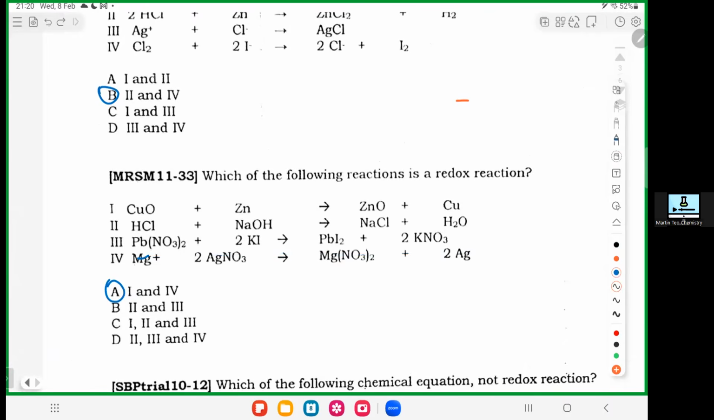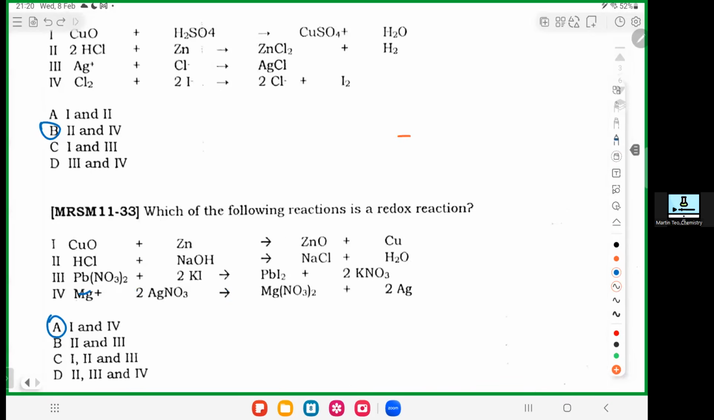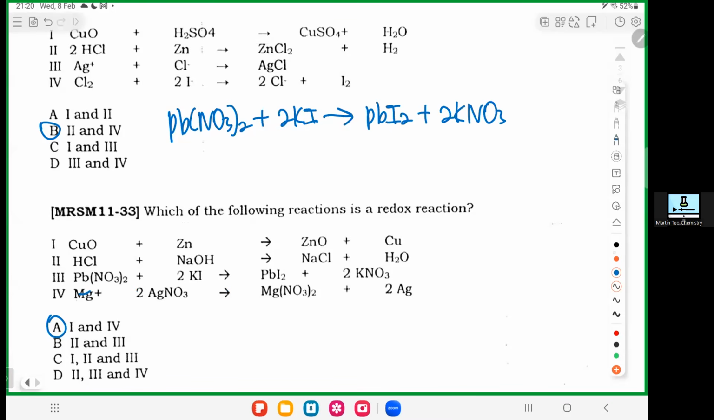So number 3, let's look at it. Pb(NO3)2 plus 2KI become PbI2 plus 2KNO3. Now let me teach you a simple way to do this question. Do we know what is the Pb here? Yes, Pb is Pb 2 plus, right? Pb is Pb 2 plus, so +2.